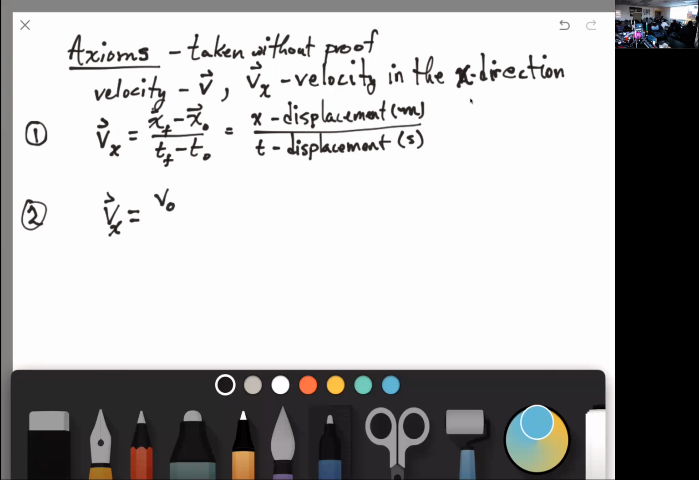So I'm going to go ahead and say the initial velocity in the x direction. Again, I'm using that little knot there, plus the final velocity in the x direction, divided by 2. That is our statistical representation for velocity.